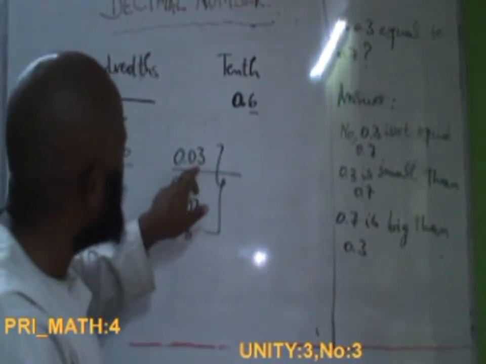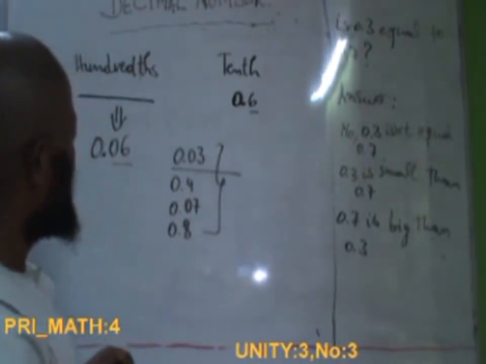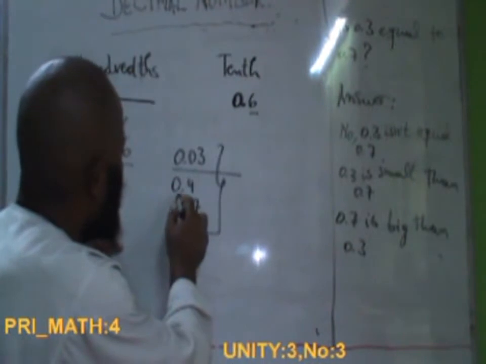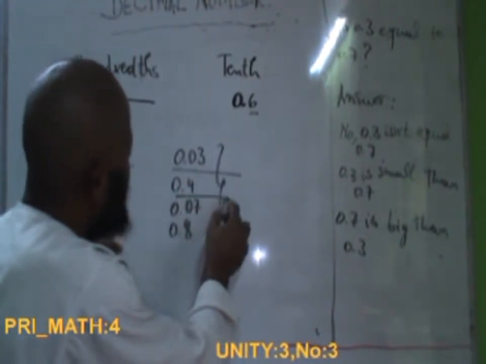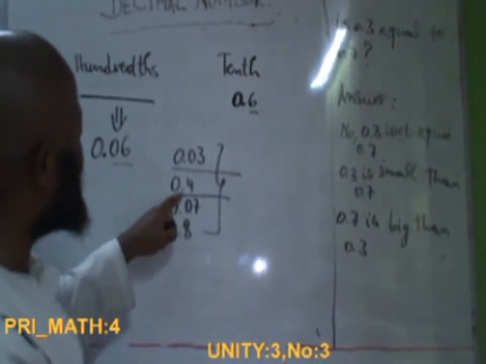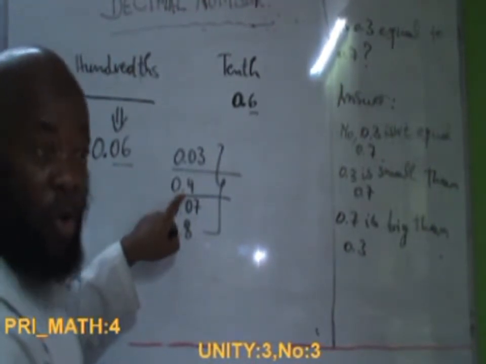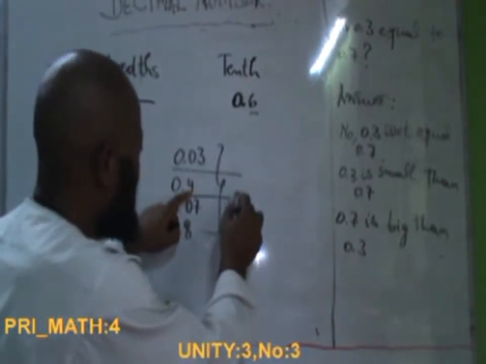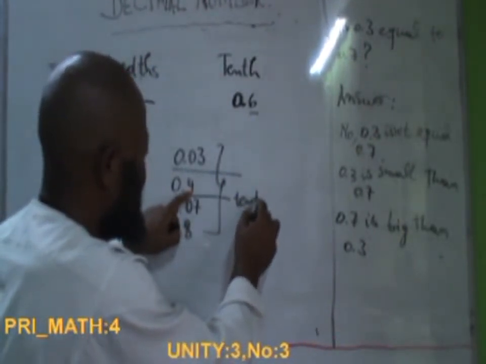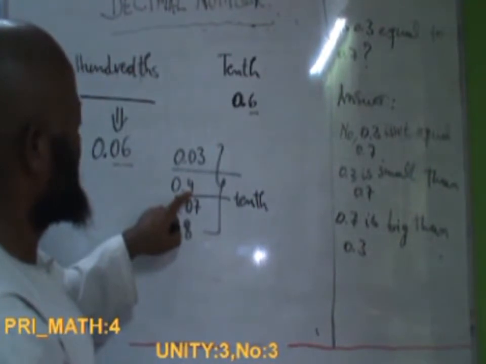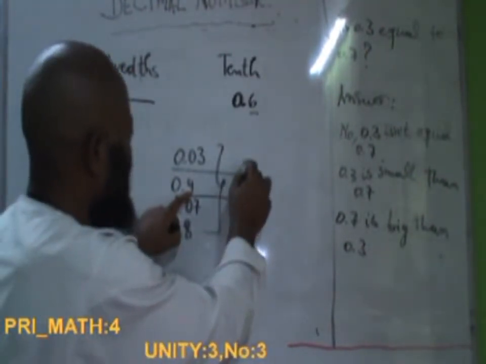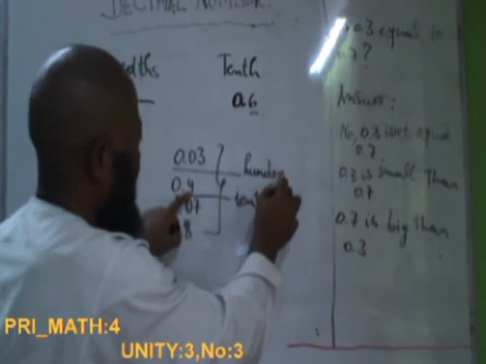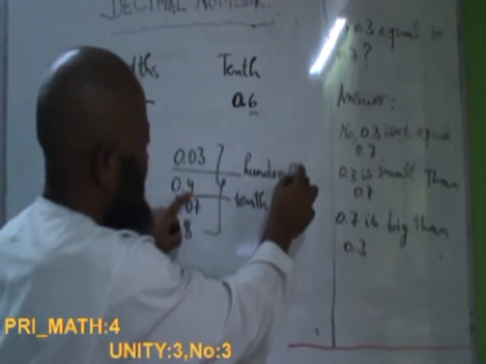we have two digits. And if you go to the below number, you'll see that after zero we have one digit, so this will be called tenth, and this will be called hundredth.